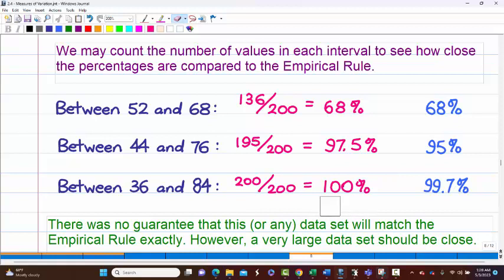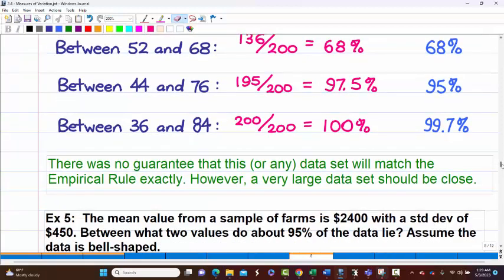But yeah, there's nothing wrong with getting 100% when you're expecting 99.7%. That's pretty close. But I hope you don't feel cheated that I didn't do a live example of 1,000 numbers there or whatever, but that's okay.